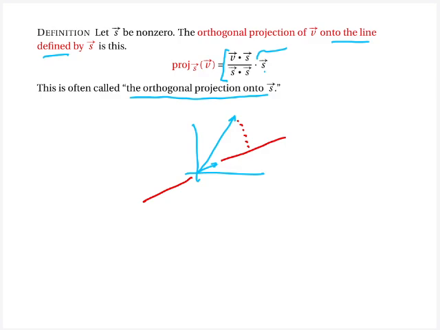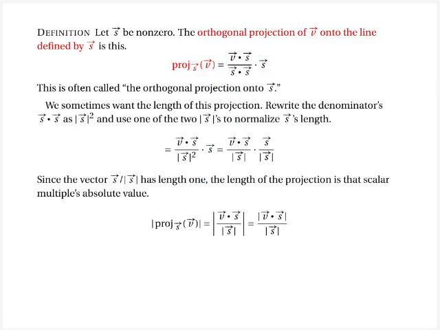Anyway, it's a formula that we're going to memorize. So we sometimes want the length of that projection. We'll rewrite the denominator S dot S as the length of S squared, and we'll use one of the two parts of the square to normalize S's length. There we go. Now we have a length 1 vector, and so the length of the projection is the scalar multiple's absolute value.